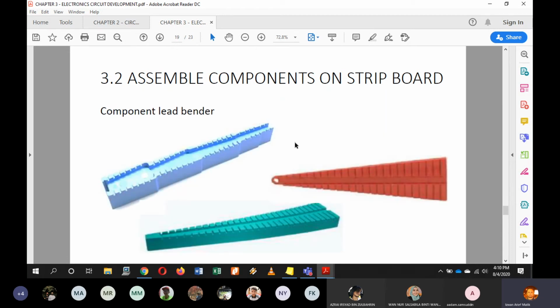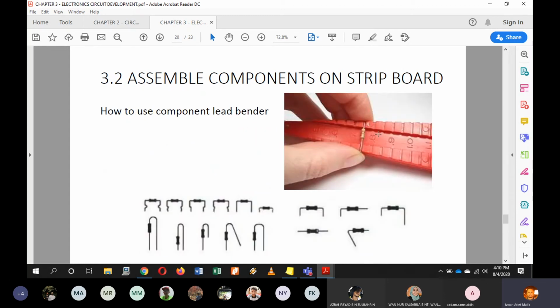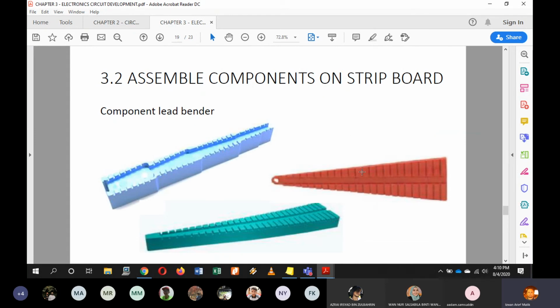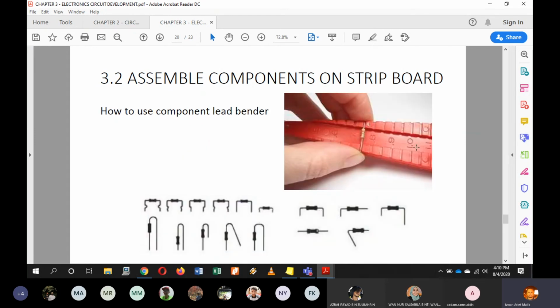Component lead bender. Okay, this is the thing that I want to tell you just now about bending the component lead. So you have the measurement here. If you have this bender, means that you have the measurement. Okay, 0.8 inch, 0.7, 0.75, 1 inch. Okay, it is up to you. So these are what we call recommended lah. How do you bend your components?